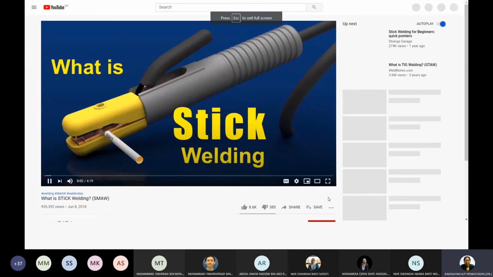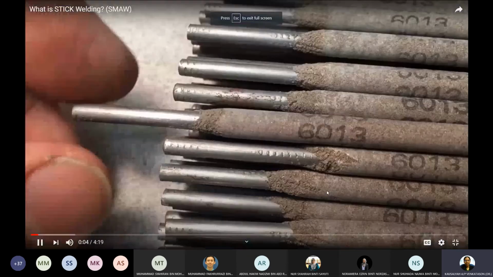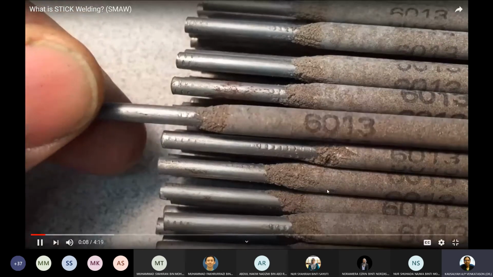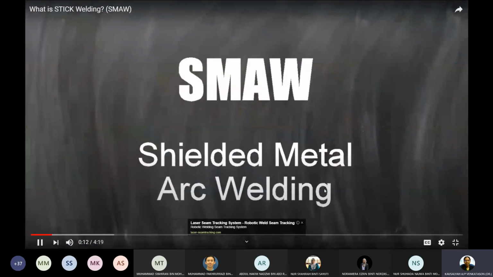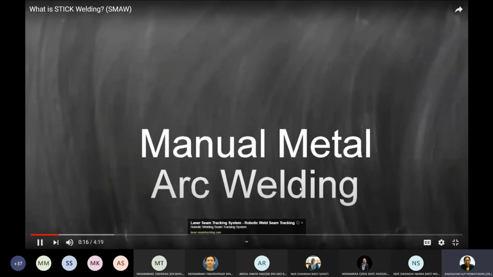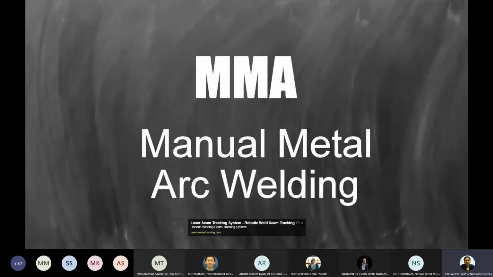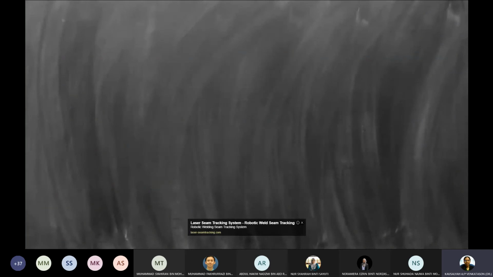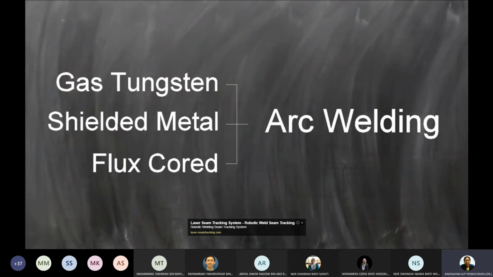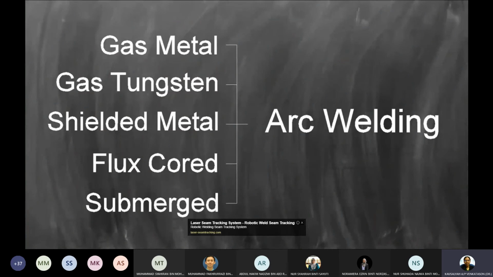What is stick welding? Stick welding is an electric arc welding process that uses rod-shaped metal electrodes that are covered with a flux material. The American Welding Society calls this process shielded metal arc welding, or SMAW. You may also hear this process called manual metal arc welding, or MMA welding. Some people refer to this process simply as arc welding, but shielded metal arc welding, or stick welding, is just one of many types of arc welding.